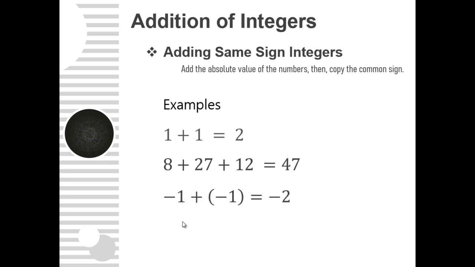Negative 1 plus negative 1: both are negative 1, so absolute value 1 plus 1 equals 2. Both are negative, so negative 2. Negative 19 plus negative 21 plus negative 7, I'm sorry, this is negative 7. That is equal to negative 47 since all of them are negative. Okay?